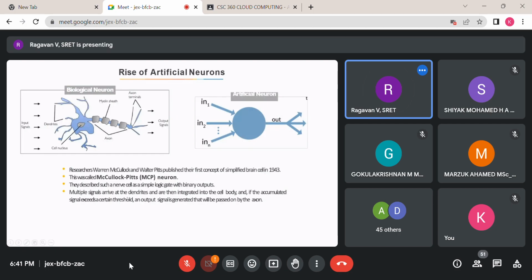Okay, so this is the comparison between the biological neuron and the artificial neuron. This comparison was derived by Walter Pitts and Warren McCulloch in 1943. Basically, this artificial neuron is also called the McCulloch-Pitts neuron. They described it as a nerve cell, a simple logic gate with binary output. Here also, the input signals are multiple inputs. The cell nucleus, here there is a neuron, or this is the nucleus part, you can say an activation function. Then the axon pipe, output signals.